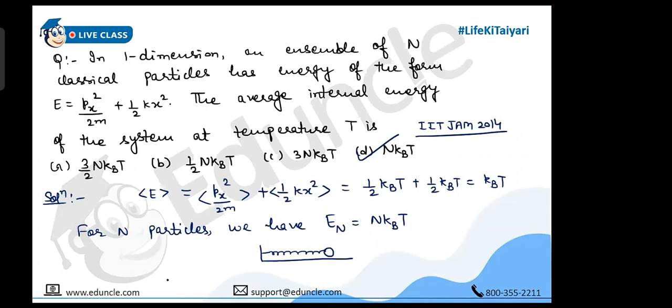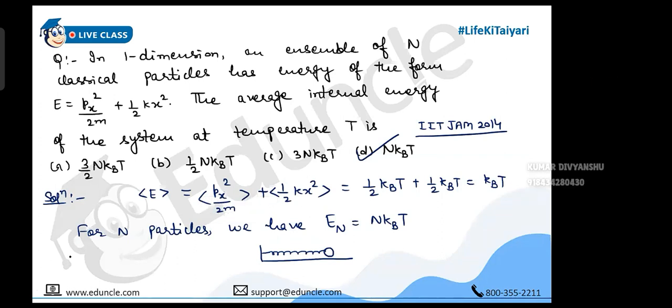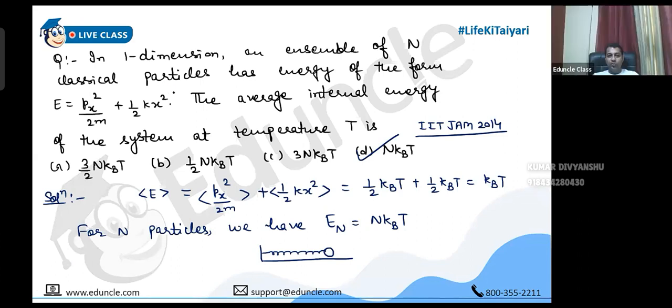But you are not considering this energy. You are considering the particle only, that only one variable is changing. Clear now? Each quadratic term means 1 degree of freedom. So 1 and 1, 2 degrees of freedom are there.